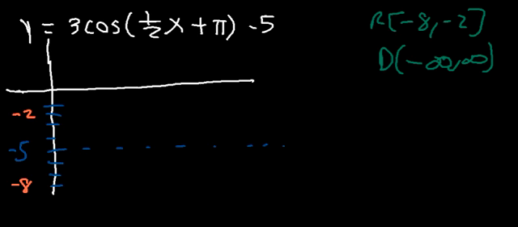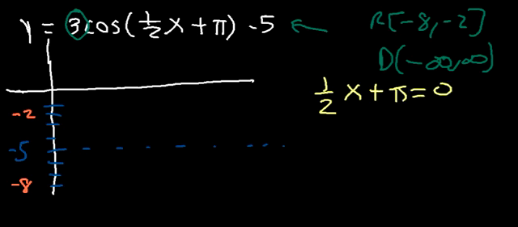So we talked about the amplitude already, it's 3. We considered the vertical shift. Now let's calculate the phase shift, where it starts. To find the phase shift, set the inside equal to 0 and solve for x. So if we move pi to the other side, 1/2 x is equal to -pi. And if we multiply both sides by 2, x is equal to -2 pi.